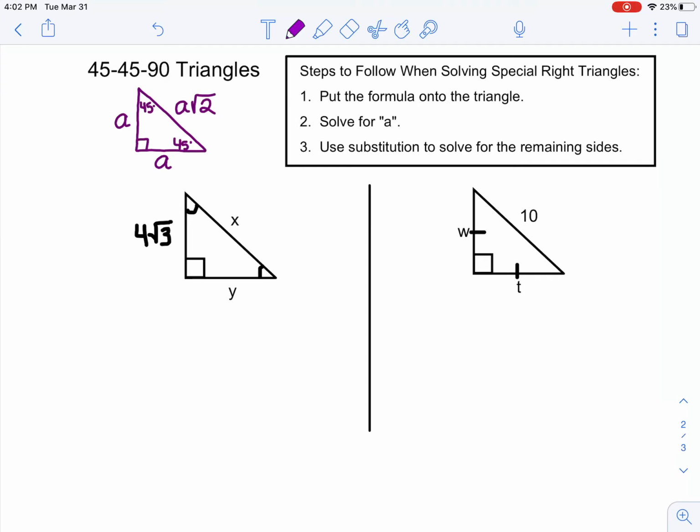So the first step is going to be to put the formula onto the triangle. So our legs equal A, and then our hypotenuse, which is across from our right angle, equals A root 2.